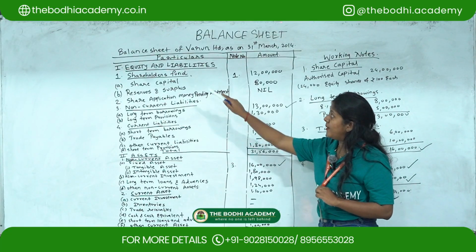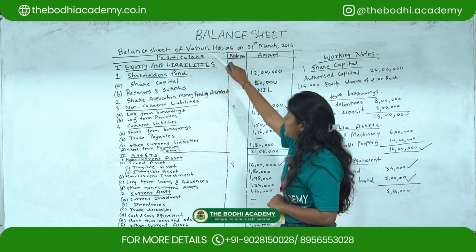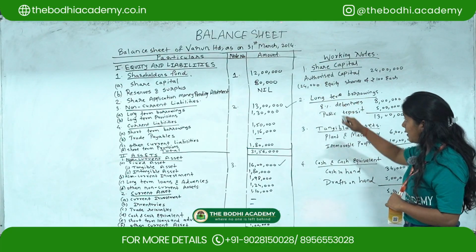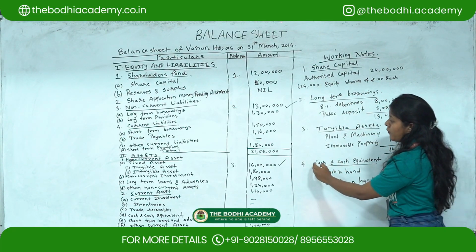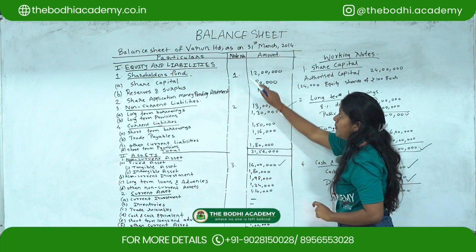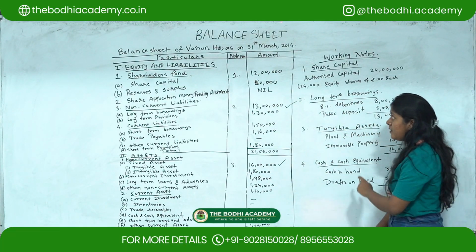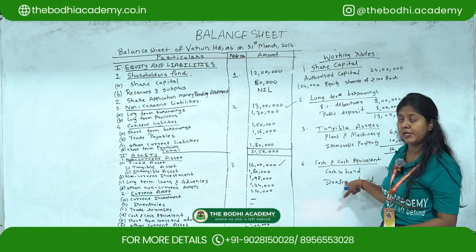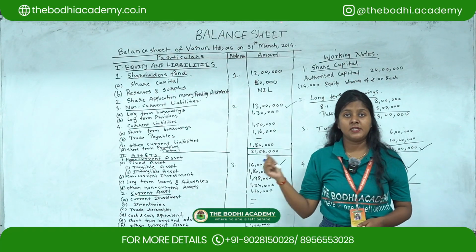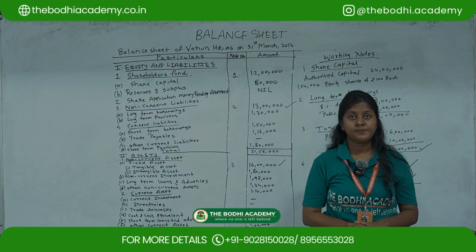The main part you have to remember is you have to write down the heading, balance sheet of Varun Limited as on 31st March 2014, and the working notes, and for working notes you have to write down the note number. Okay, this is the reason why we prepare working notes, so that we can directly refer to how we have calculated that particular amount. Okay, so this is how you have to solve the second question.